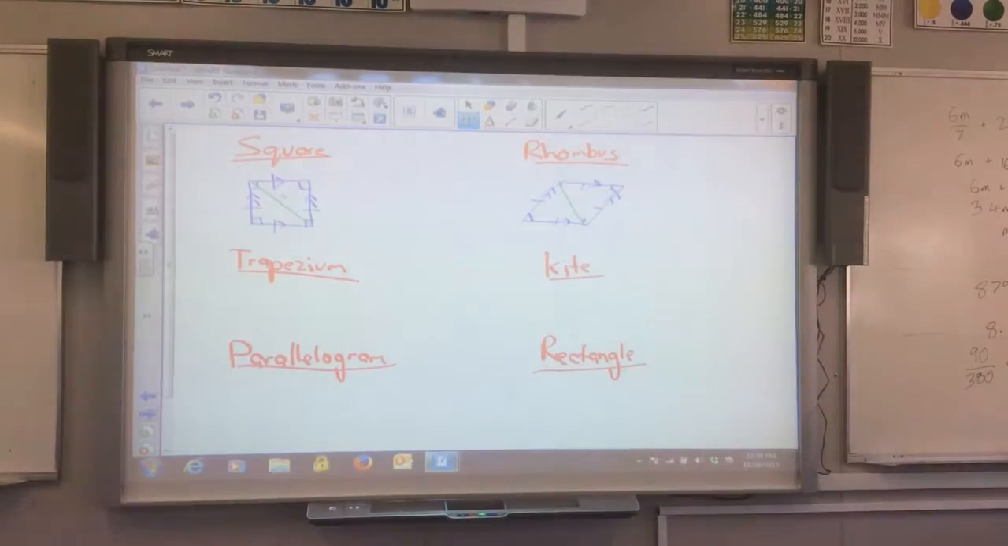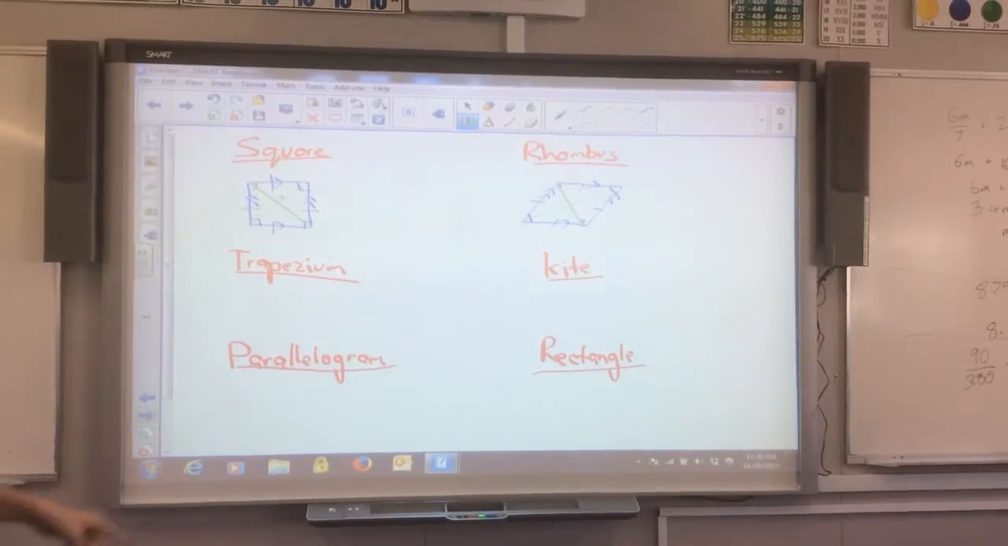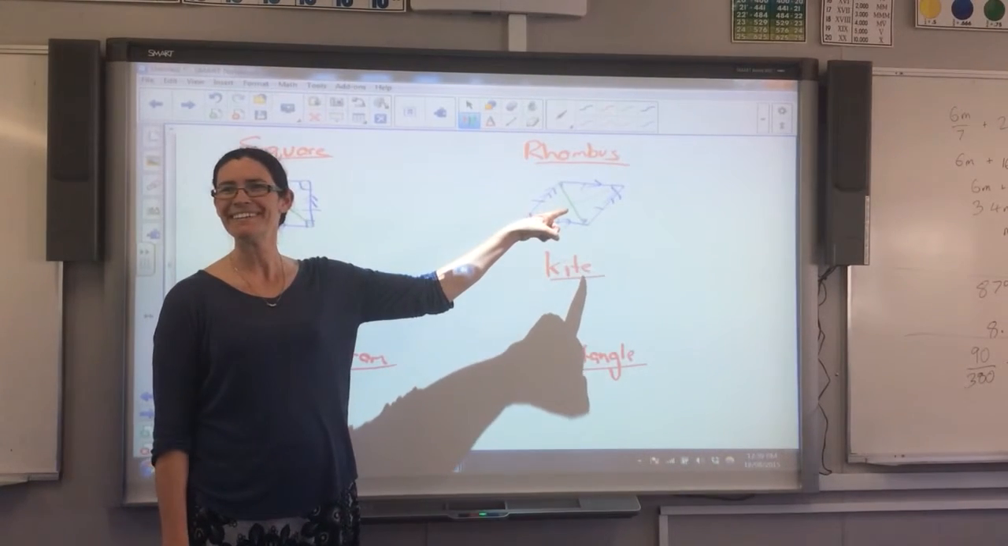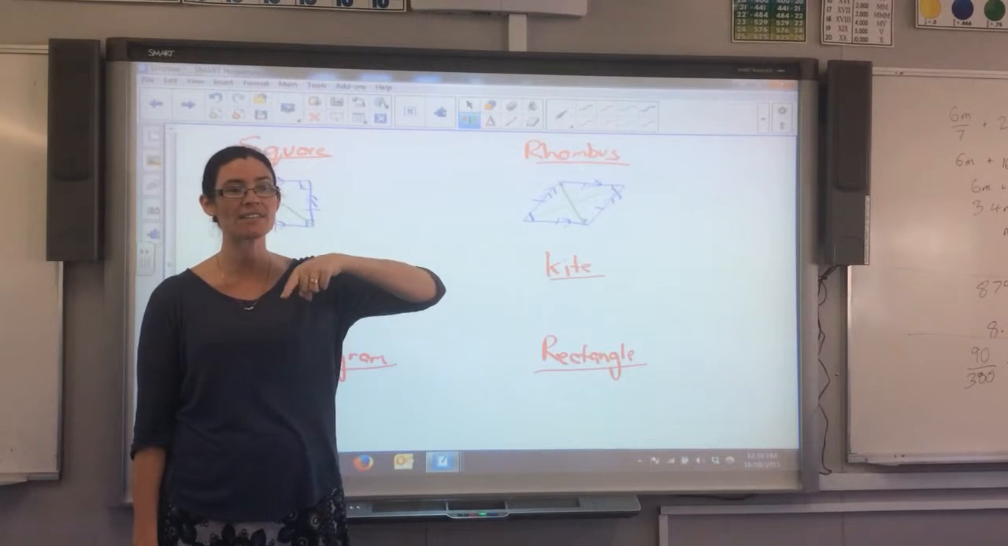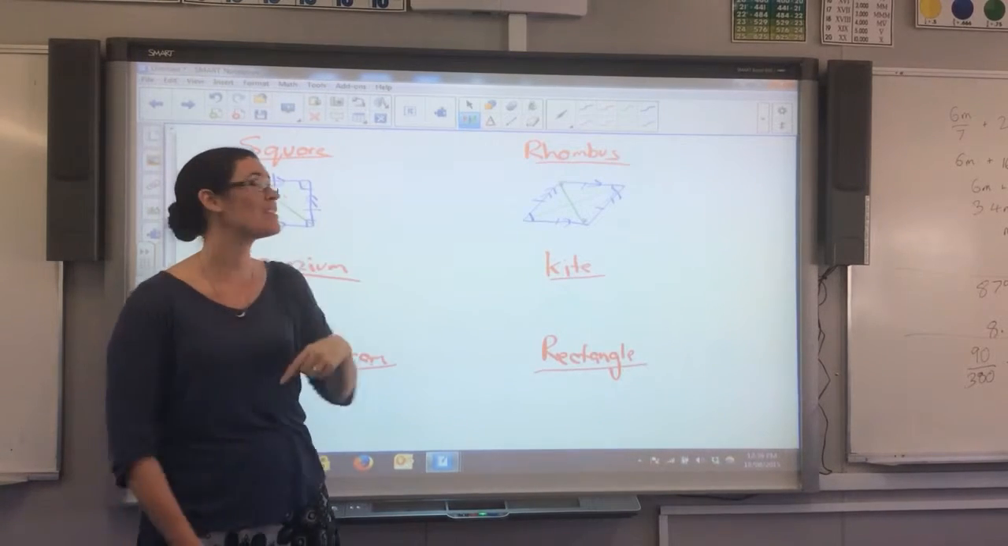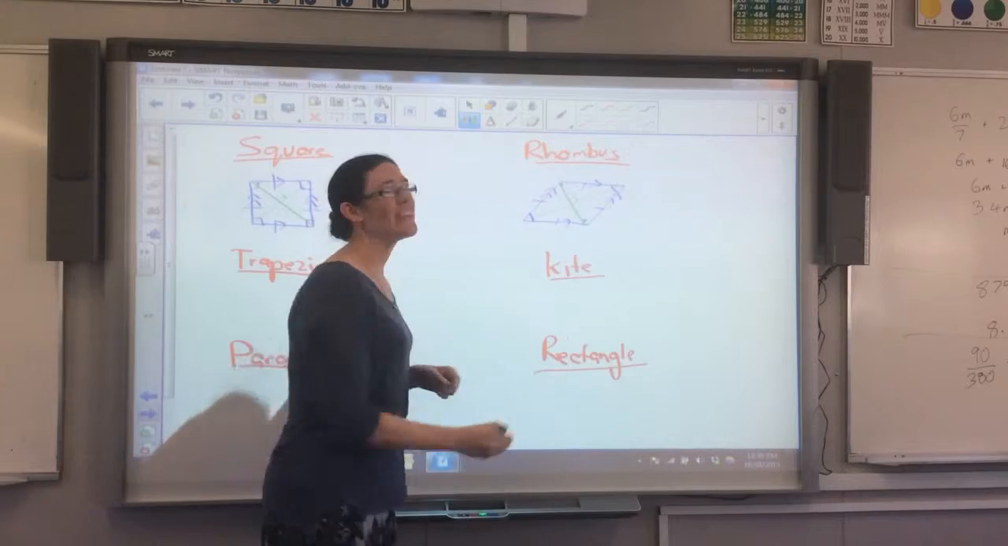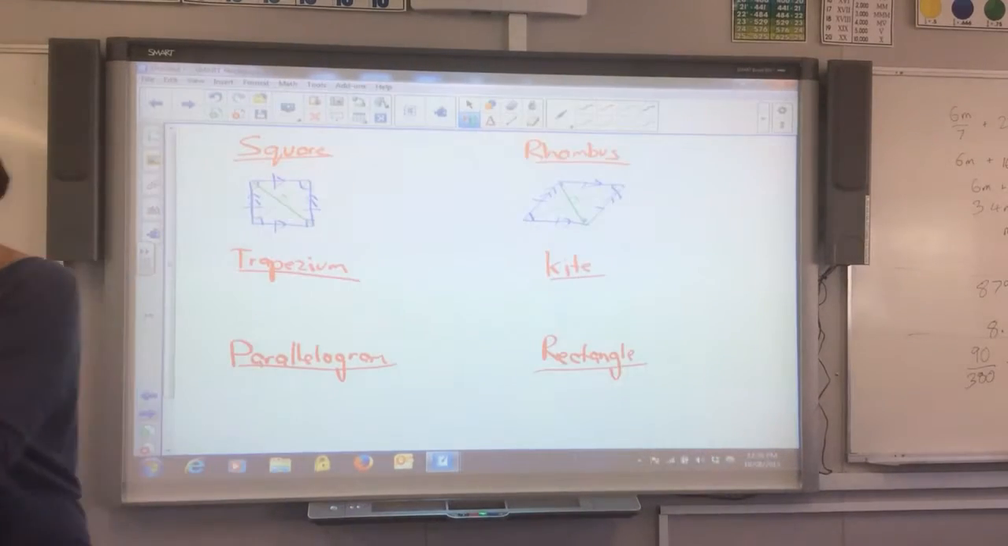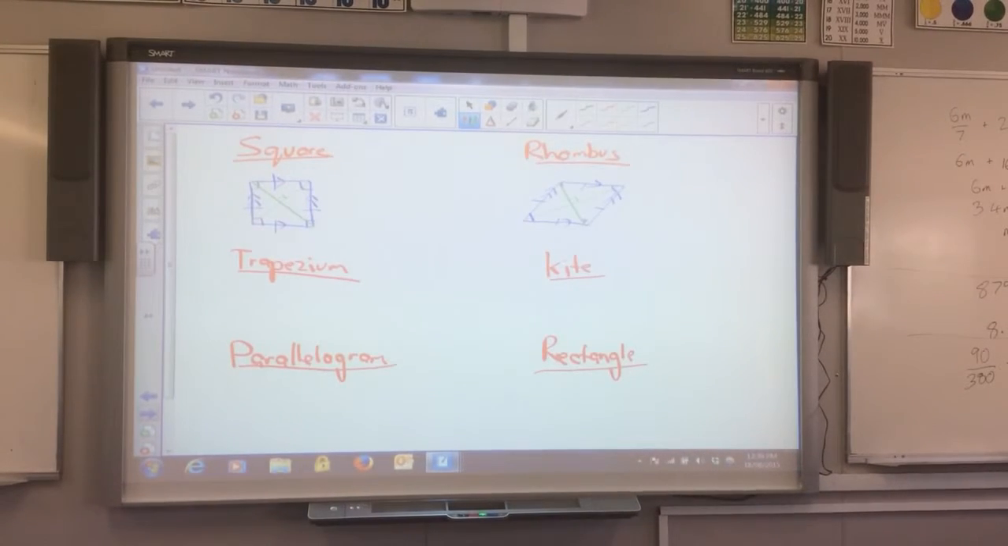Now my diagonals are not equal. They're not the same size, but there are some special things about them. What's special about my diagonals? They're parallel. No, clearly they meet right there. What's happening there? Oh, look. They cross, probably at 90 degrees as well. They cross at 90. They also cut each other exactly in half, which is called bisecting. So they bisect each other.